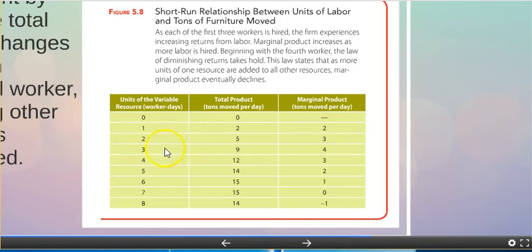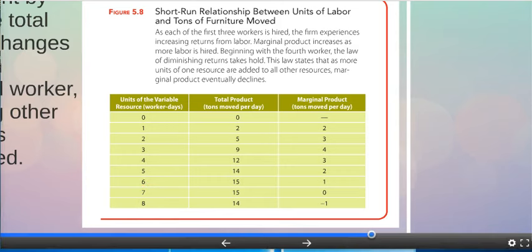Okay, if we hire 3 workers, total product is 9, marginal product is 4. So we moved 4 more tons with an additional worker. Okay, we hired a 4th worker, we only moved 3 more tons. And our marginal product is actually decreasing per worker that we hired until we get to 7 and 8, and then you're just not doing yourself any favors. Okay, moving on.